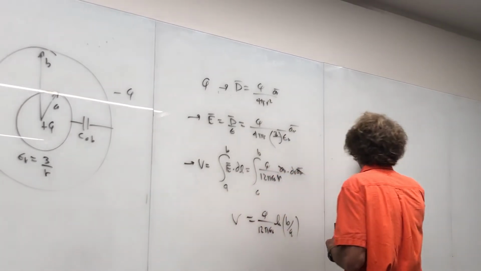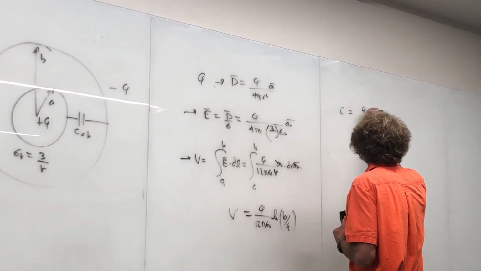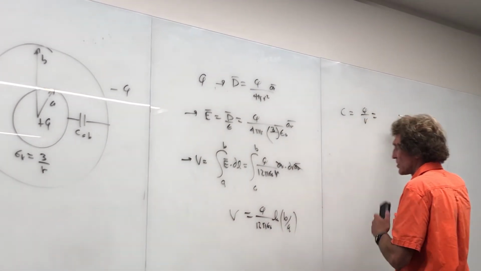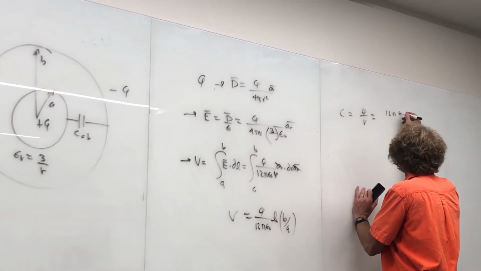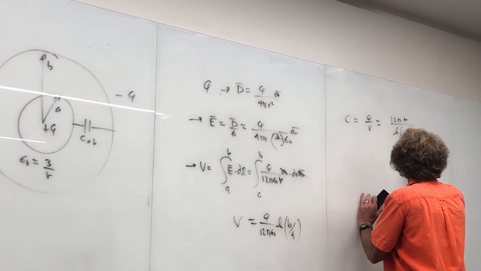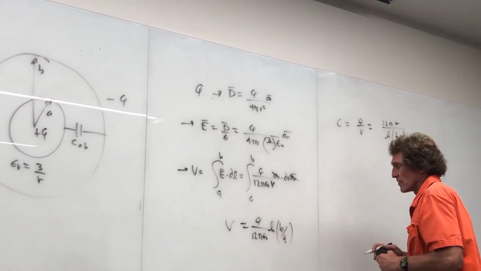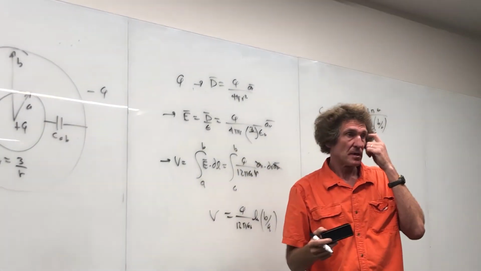And finally, C is Q over V. So it's 1 over that, so it's 12 pi epsilon naught over the natural log of B over A. And that's what I was looking for. Follow me on that, class, everybody?